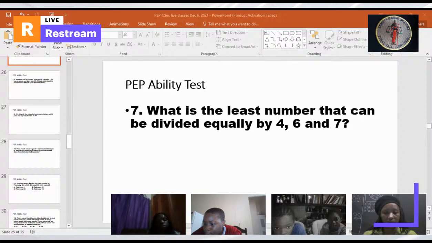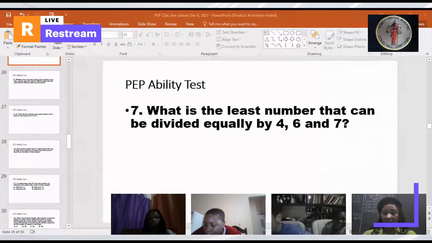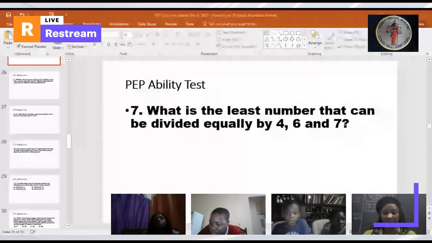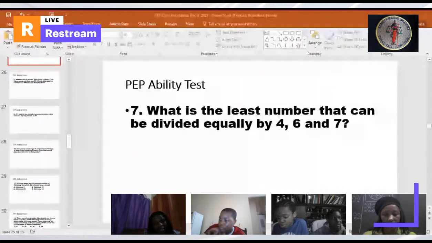Miss, 1. Are we looking for factors or multiples here? Miss, multiples. Okay. We're looking for the lowest common multiple, the least number that can be divided. So what's the LCM of 4, 6, and 7? 36? No, 7 is not going into 36. It wouldn't be that.